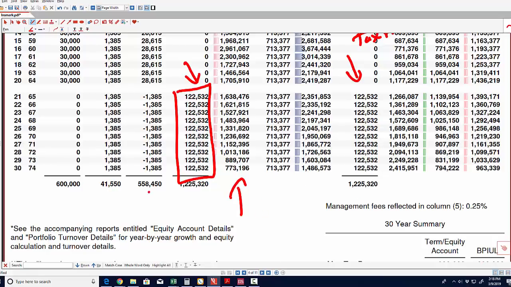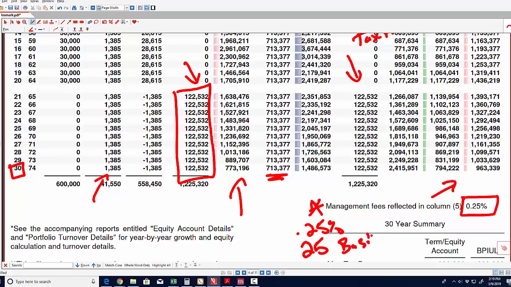Now, what's really interesting here is this term policy is only going to last for 30 years. After 30 years, our term policy goes away and we have no death benefit left. After 30 years, of course, we still have our index life insurance. Now, I know some of you are going to ask, what are the management fees that you're showing in the index fund? I am showing 0.25%, also known as 25 basis points. This is extremely low. You can find some funds that have loads that are this low. You might be able to find it a little bit lower, but I think once you look at the returns that I'm using, you will agree that this is extremely favorable.